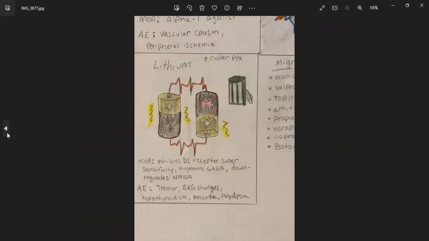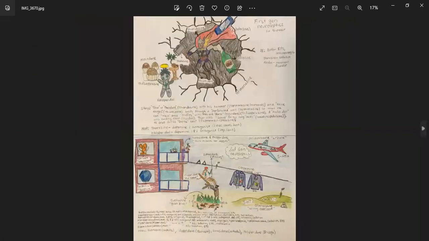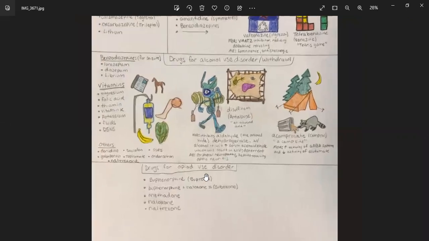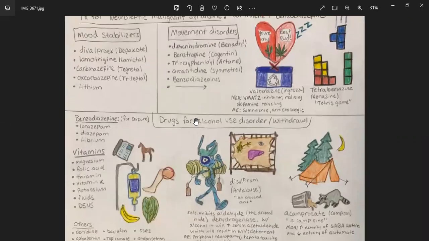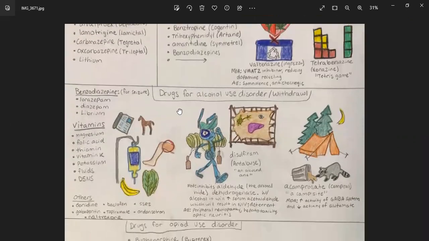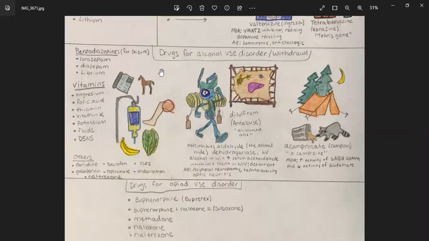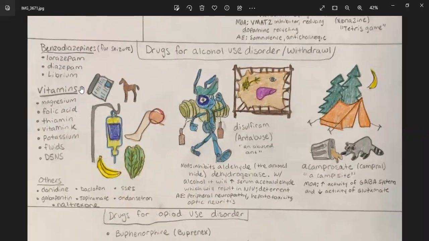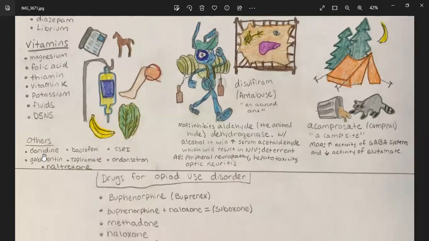And now I have to go back to this picture. Okay. So that was all for the movement disorders. And then some additional things for the alcohol use withdrawal and disorder. So that's why I showed the benzodiazepines again. Now I'm going to show you a reminder of what clonidine, baclofen, and some of those other ones are.